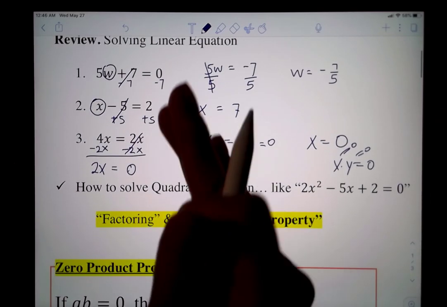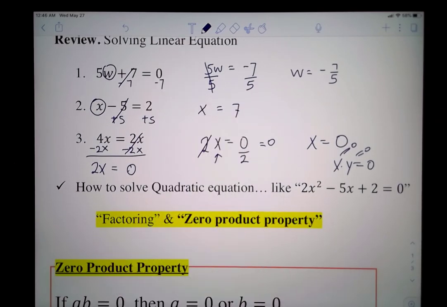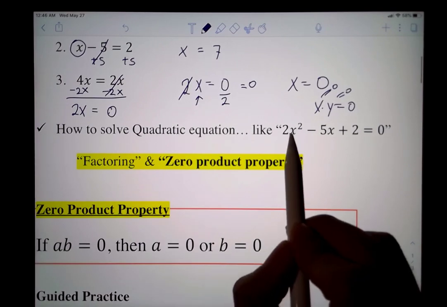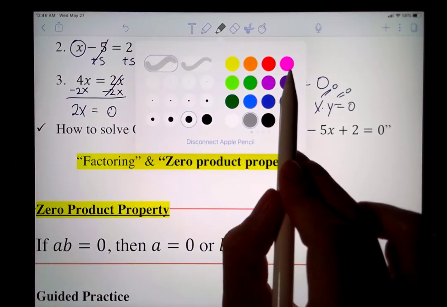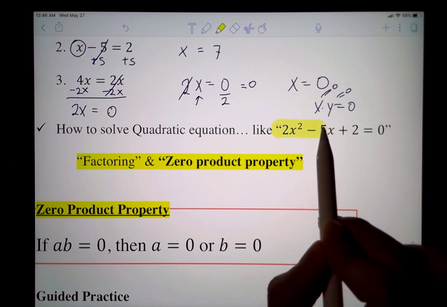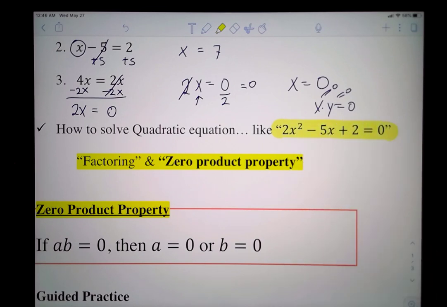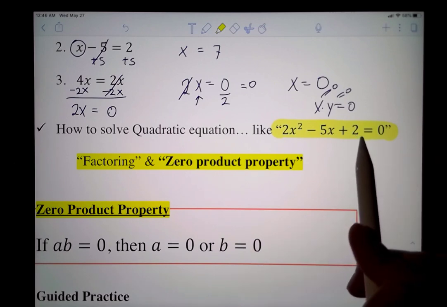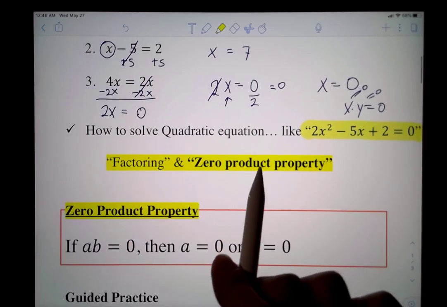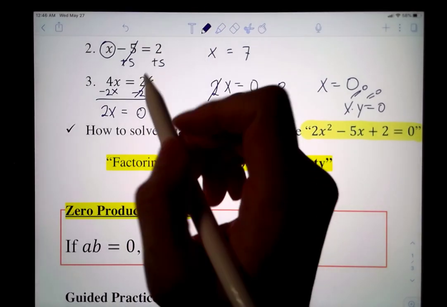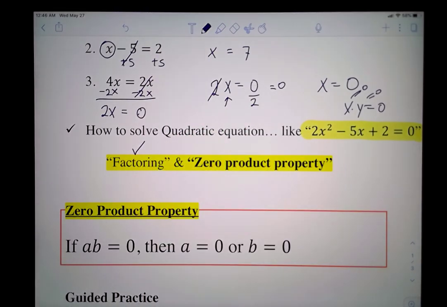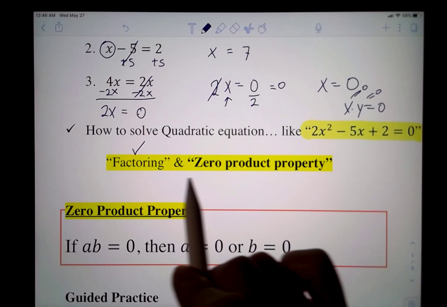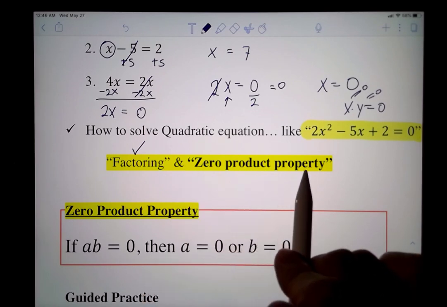So if you know how to solve the linear equation, then now we are doing quadratic, right? So we will solve the quadratic equation. Eventually you will solve this kind of thing, but not today. Not today, but we will do that, all right? For those, we use these two things. Factoring, we already learned that one, right? You know how to factor. And what else? Zero product property.